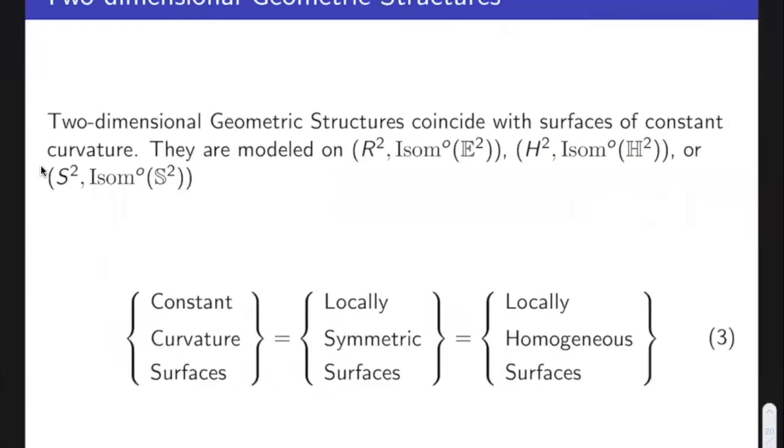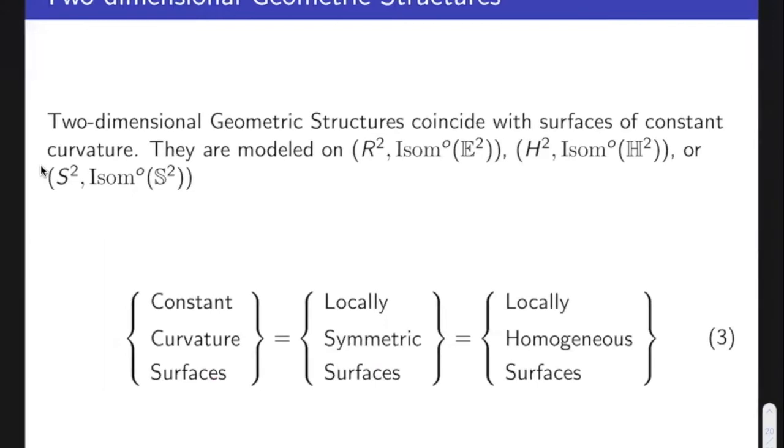All right, so what are the two-dimensional geometric structures? Two-dimensional geometric structures are just surfaces of constant curvature. They are modeled on R^2, H^2, or S^2 geometry. And here we have this picture: constant curvature spaces agree with locally symmetric surfaces and agree with locally homogeneous surfaces.